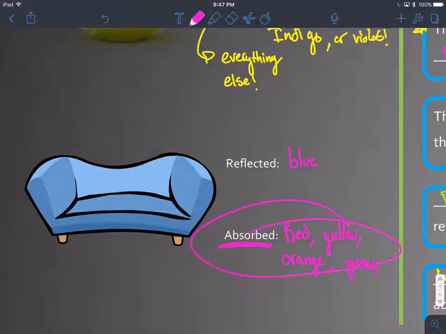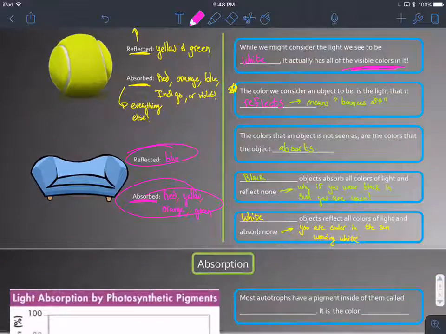Now, you could say that there could be a little bit of violet absorbed there or whatnot, but with it being blue and it being close, it's difficult to say. So the color reflected, what I see, is blue. Everything else, the red, yellow, orange, and green, is absorbed by this color of the couch.